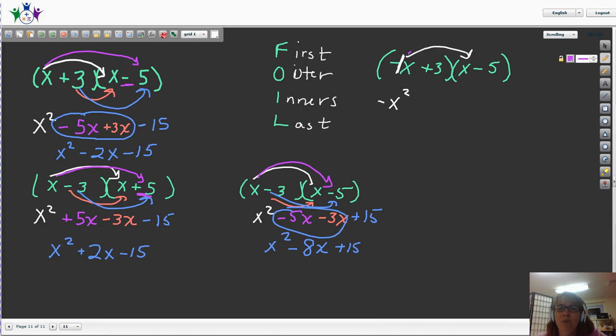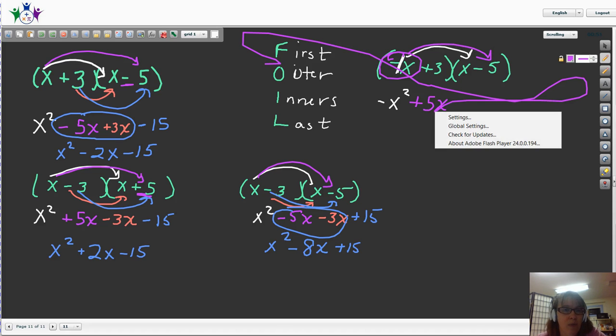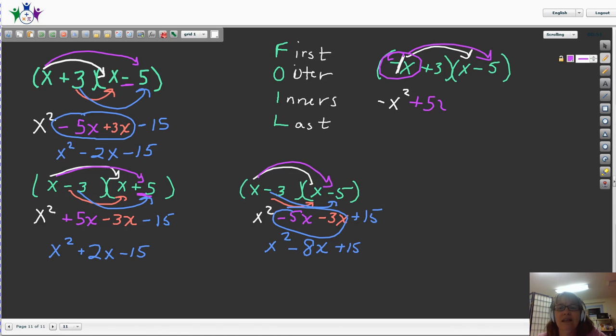Then we go negative x times negative 5. That gives us a positive 5x. Then we have 3 times x, which gives us 3x. And 3 times a negative 5, because there's one negative, gives us negative 15. So that gives us negative x squared plus 8x minus 15.